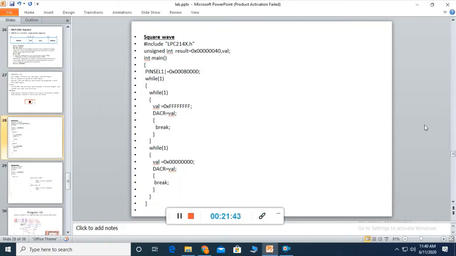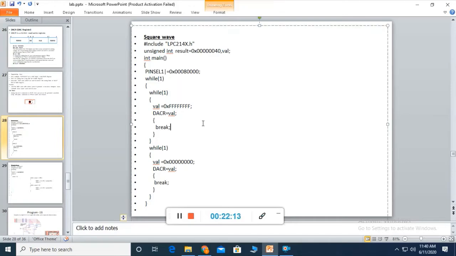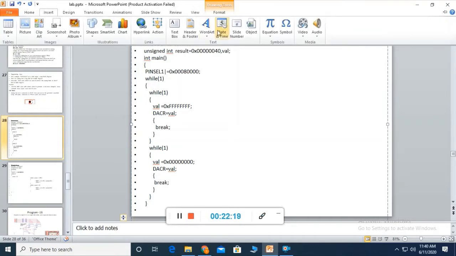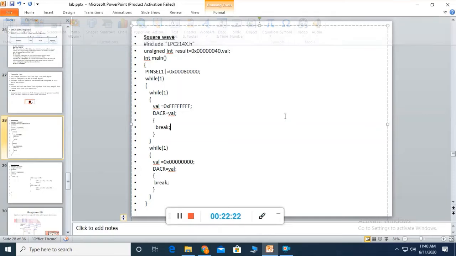So you know a square wave oscillates between only two values, a 0 and a maximum value. So we just give a DAC value such that it is maximum, and then set it to 0. So we need an analog output voltage that switches back and forth between a high value and a 0. So we will try to write the program such that it produces a square wave which oscillates between high and low. So you can see I need to include LPC2148.